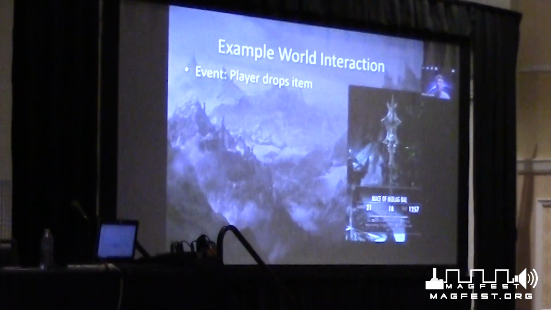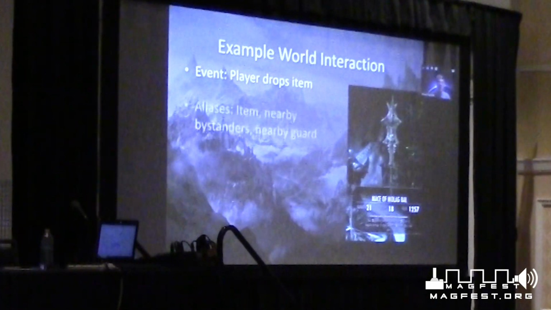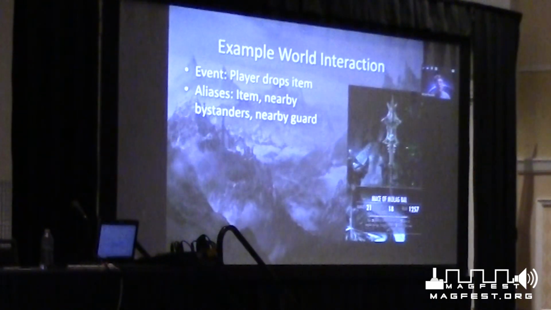Well, as game designers, we decided if you drop any of the artifacts, this is just a representative example, something should happen. People on the street shouldn't just walk by that like, oh yeah, there's a Mace of Molag Bal. It's no different than a paper cup that might be dropped as trash. So the event is player drops item. The item type is any one of the Daedric artifacts. A quest spins up. Aliases are created for the item.